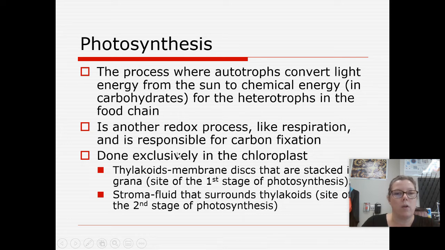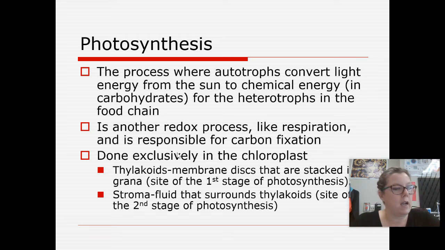All right, folks, we are through the worst part of cell energy. The worst part is cellular respiration. It's by far the most complicated process of the energetic reactions. Photosynthesis, I think you're going to find to be a little bit easier.